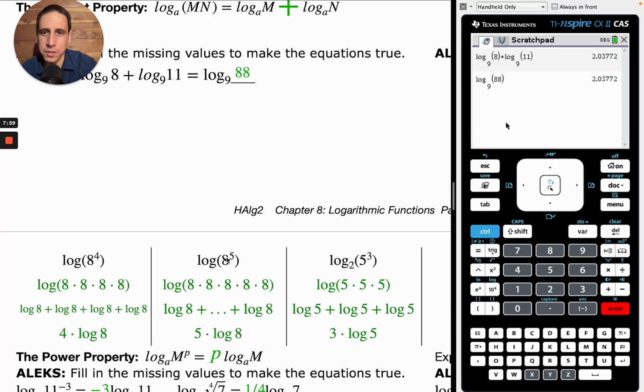The same thing would be true if we just did it to the 5th. Log of 8 times itself 5 times would be a log of 8 plus itself 5 times, and therefore you could just put a 5 out in front and say there are 5 times log 8.